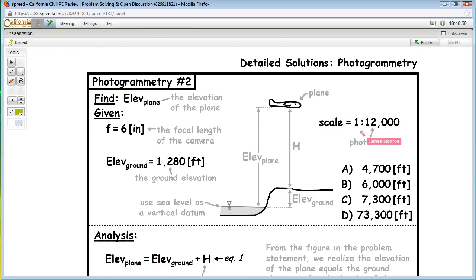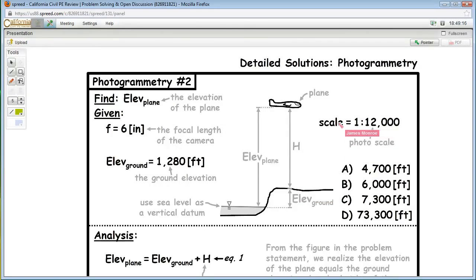Scale. I mentioned to you that when you see 1 to 12,000, that's the same as saying 1 inch on the film is equal to 1,000 feet on the ground. How come? Because this is unitless. One dimension, or one unit, I should say, on the film that's in the belly of the plane represents 12,000 units on the ground. That's what scale means.